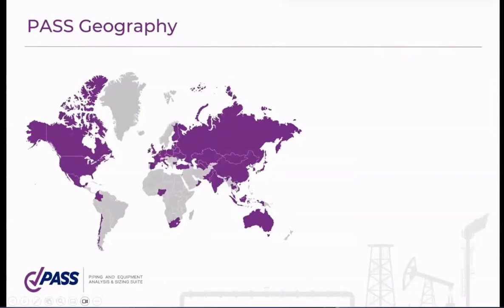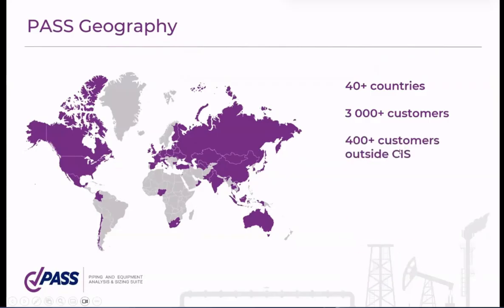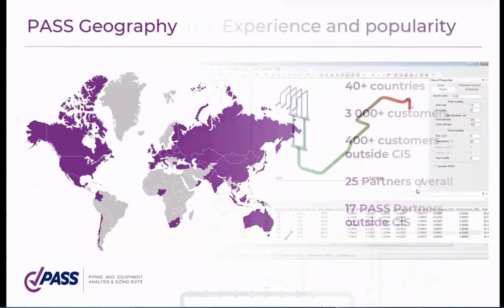And we have a very wide geography. We are in more than 40 countries. We have more than 3,000 customers currently and still growing. We have 400 plus customers outside CIS. We have a lot of very good partners all over the world, and we have 17 PAS partners outside CIS.